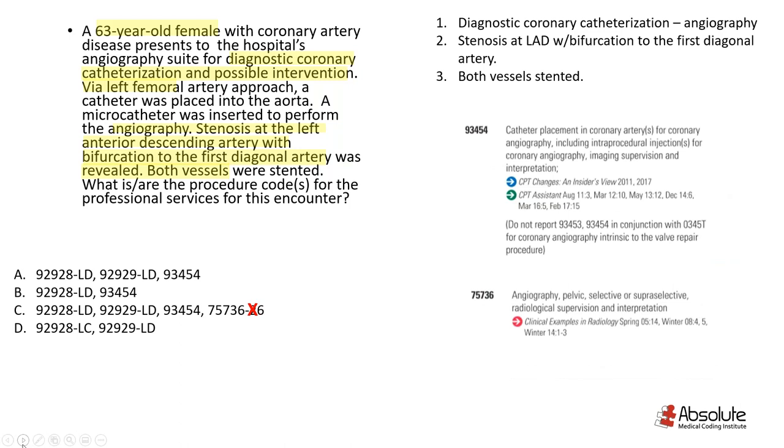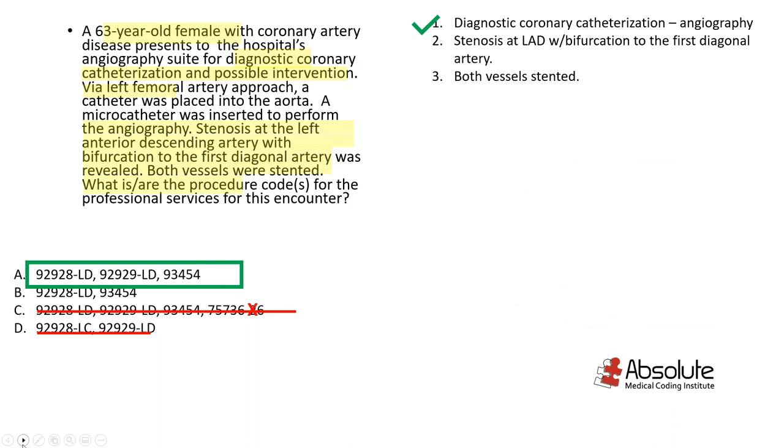Good to know. Let's look at 93454 as opposed to 75736. Those are two imaging codes. Once again, 75736, that's that stinking pelvic angiography, which has nothing to do with our situation, right? It doesn't match any of our documentation, as opposed to 93454, which is our code for the catheter placement. So we can eliminate C because we know that the 75736 code is wrong. What do you think? What else can we see here? Well, we can eliminate D because they didn't code for the catheter placement. We can also eliminate B for the same reason.